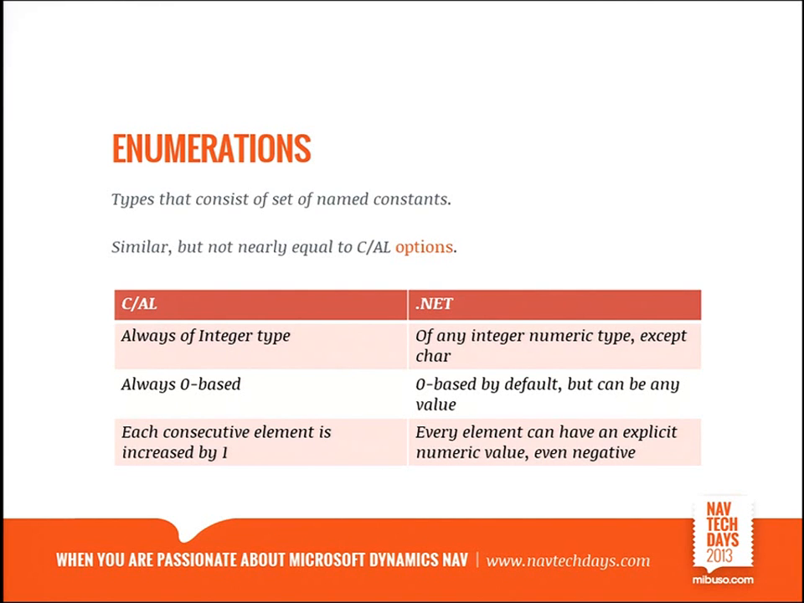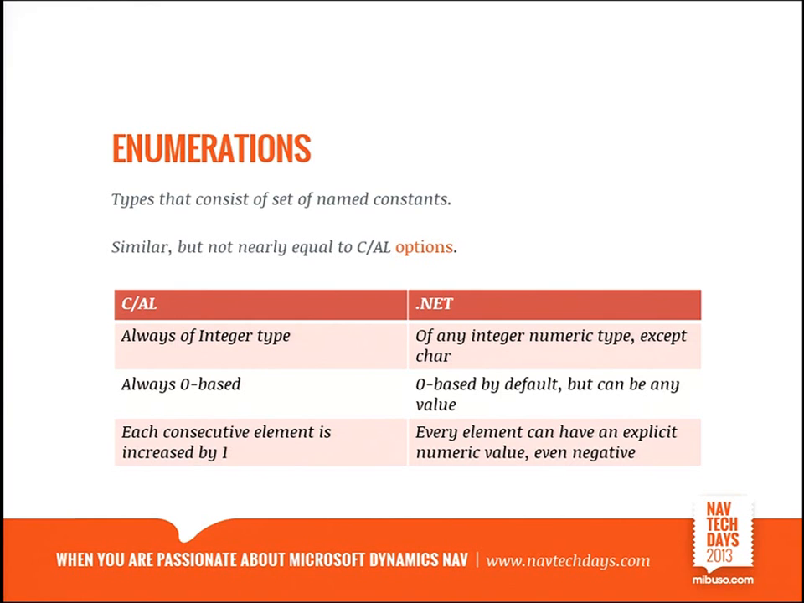But there are some differences. In C/AL, they are always integer, which means they are always Int32, 4-byte integers. In .NET, they can be of any numeric type, which can make trouble when passing them between .NET and C/AL. Another difference is that in C/AL, all of the options are always zero-based, which means the first option is 0, the second is 1, etc.